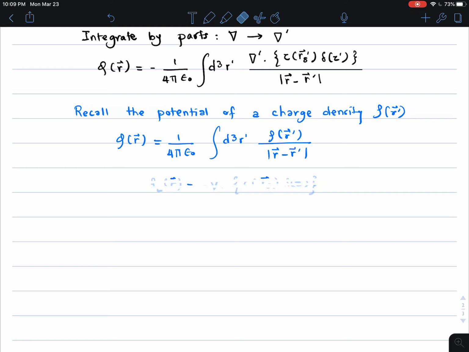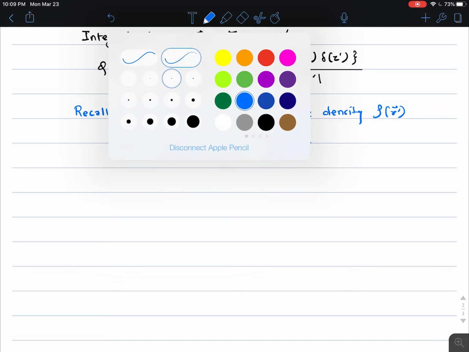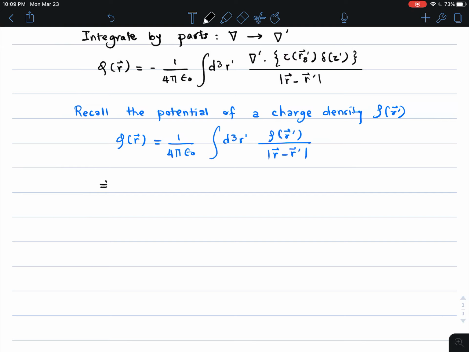And so I think I need to change this, rewrite it again. Give me just a second here. We're going to write it.